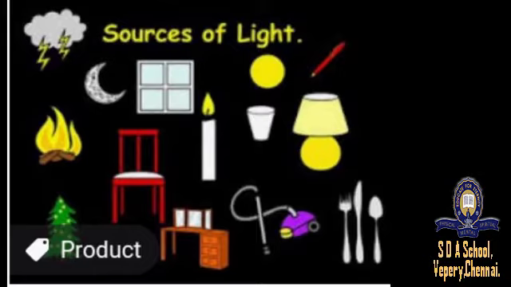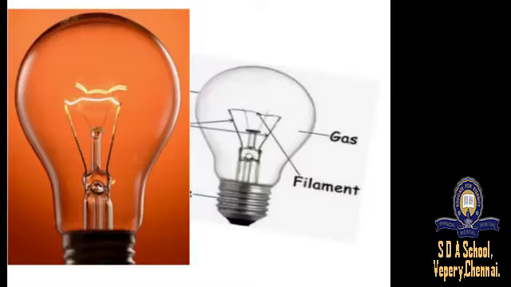During the day, the sun is our main source of light. And the flame of a candle, the filament of an electric bulb, and a fluorescent tube light are some other sources of light. On the screen, you can see some objects and guess what the sources of light are. The filament of an electric bulb is a source of light, and you can see the filament on the screen now.